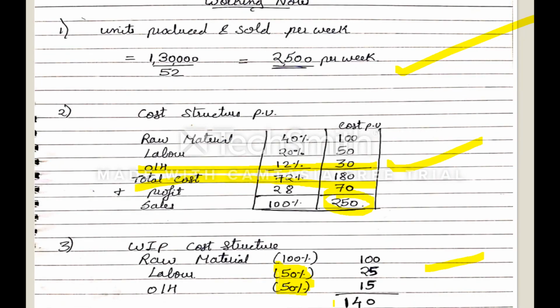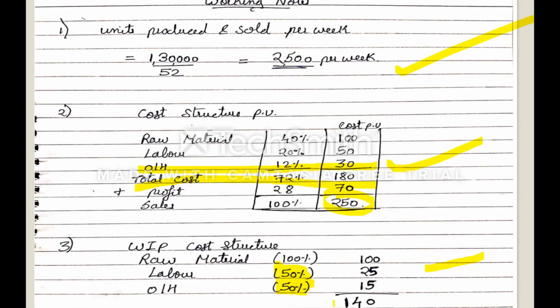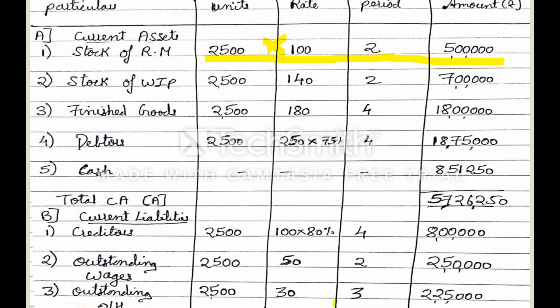Cost, which rate you will consider? WIP rate? No. You are going to consider original cost structure. Labor कितना था? 50. So you'll write 50. Overheads कितना था? Check in your adjustment working note. Sorry, your overhead was 30. So you'll write 30. Multiply by time period. You'll get the amount. Once amount is done, make a total.